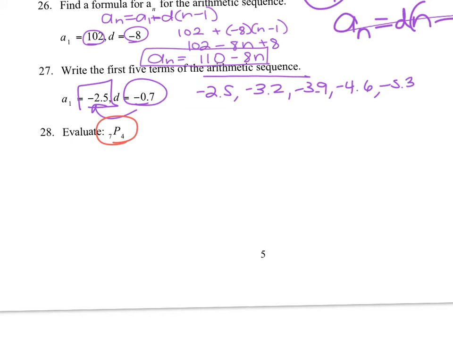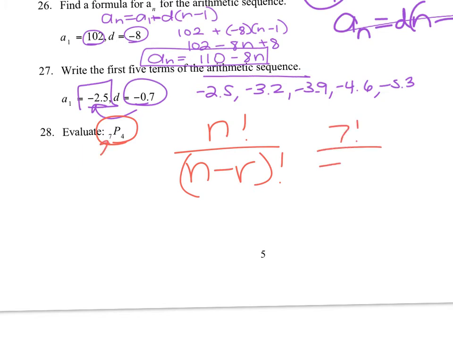Okay, the formula for permutation is n factorial over n minus r factorial. The n is the first number. This would be 7 factorial over 7 minus 4 factorial, 7 factorial over 3 factorial, and then we reviewed how to simplify that out. Again, you can use calculator if it has the exclamation.